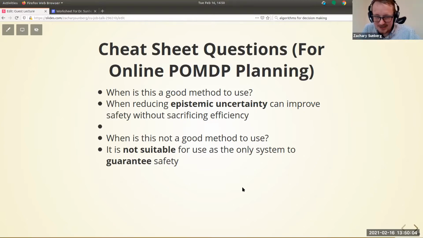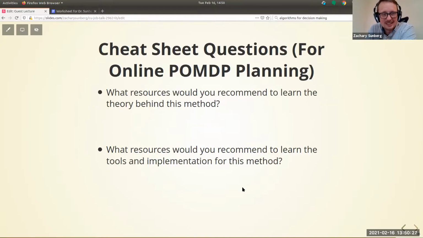But if you have epistemic uncertainty that you can learn about, and you need to make the system as efficient as possible without sacrificing safety, then it would be a great idea to combine these two ideas of worst case safety and probabilistic epistemic uncertainty so that you can learn to act efficiently while still staying inside these safety bounds. So that's when I would say it's most effective.